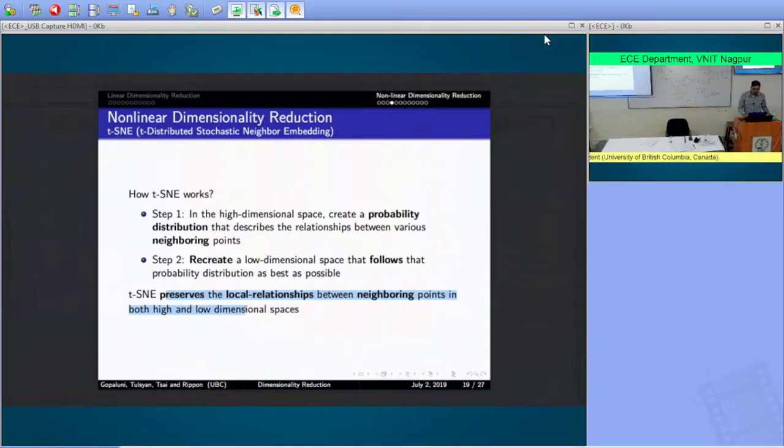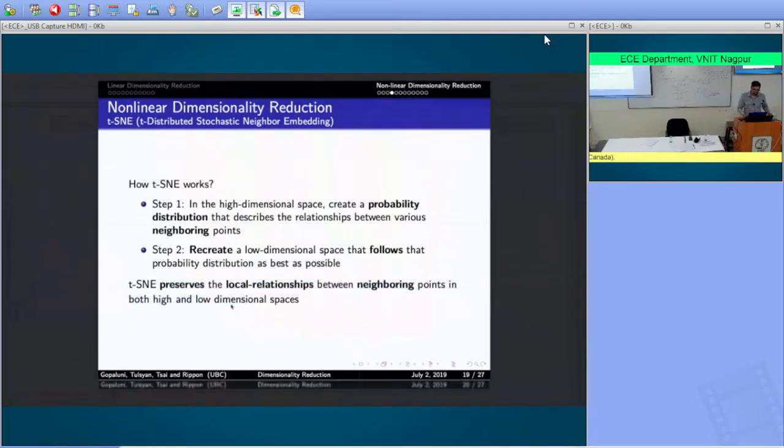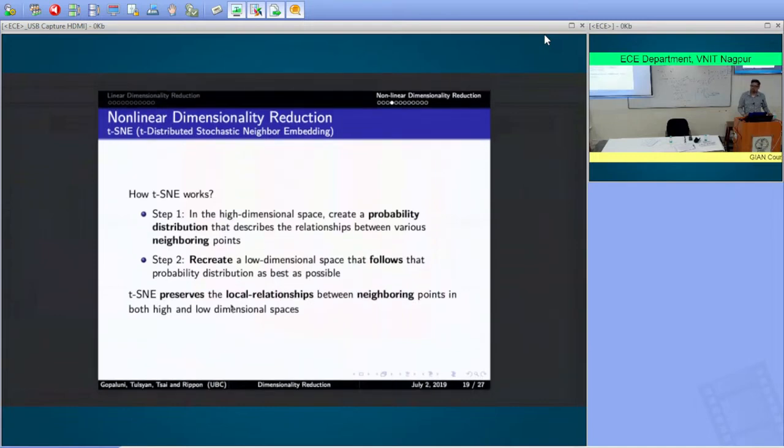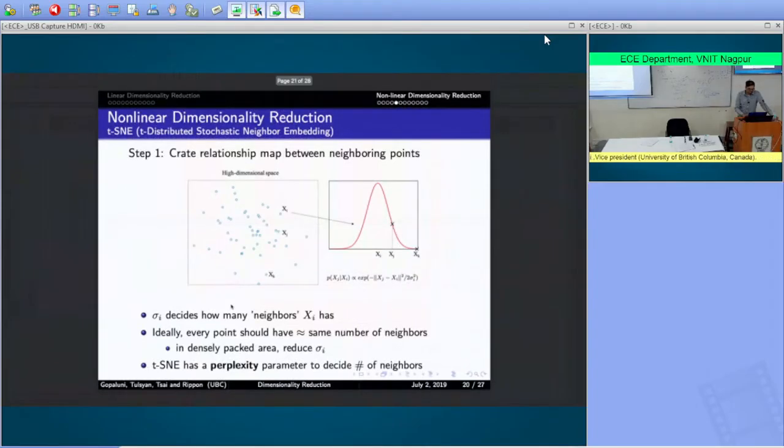And it's an approach that preserves local relationships between neighboring points in both high and low dimensions. Meaning, if there are two points that are close in some sense in high dimensions, they're also going to be close in the lower dimensions. Okay? It's not going to jumble the data up and move it in different directions. So that structure, local relationships, are maintained in dimensionality reduction.